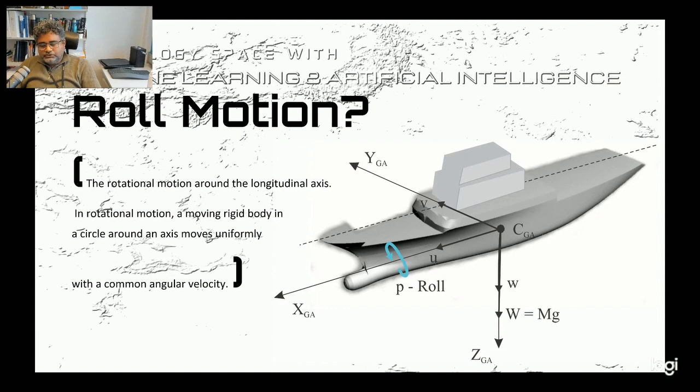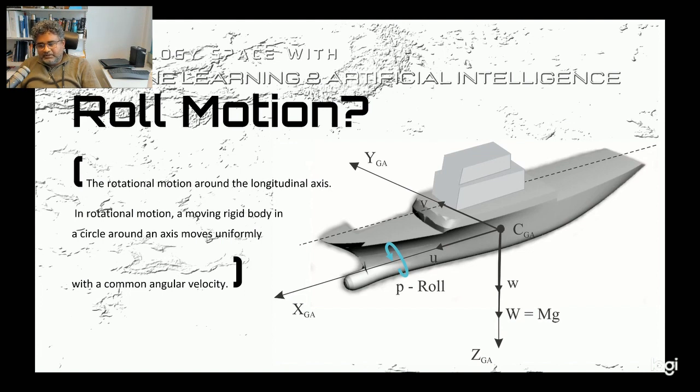So let's move on to the additional terminology in this ship motion section. Here we are going to discuss the rotational motion. The rotational motion can be defined as a situation where a rigid body moves in a circle around a fixed axis, and it has a uniform rotation with a common angular velocity. The first term in the rotational motion we are going to introduce is the roll motion. The roll motion can be defined as the rotational motion around the longitudinal axis.